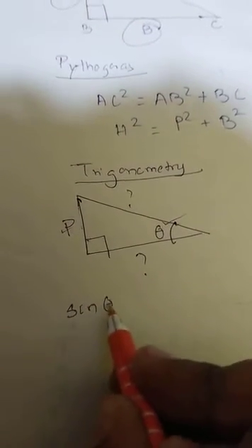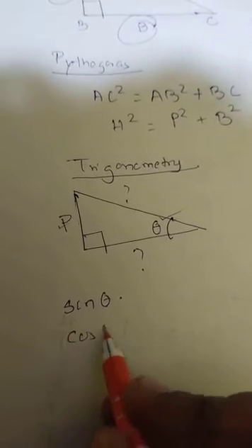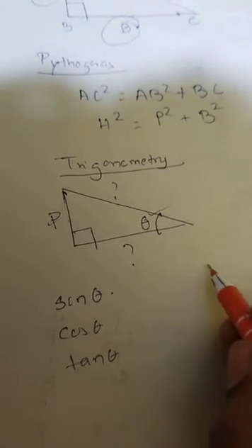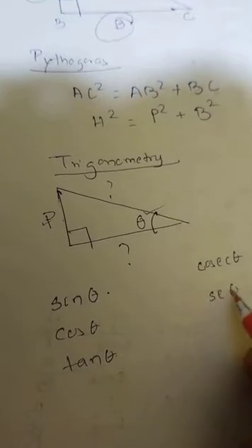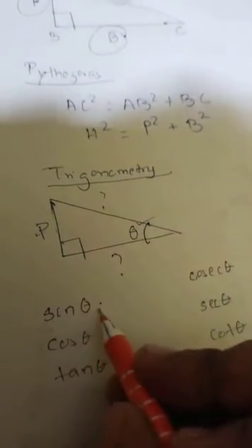See, now you know sine theta. Yes, you have heard about sine theta. There is cos theta, there is tan theta. Another one is cosec theta, then sec theta and cot theta, right? Okay, now what is sine theta?